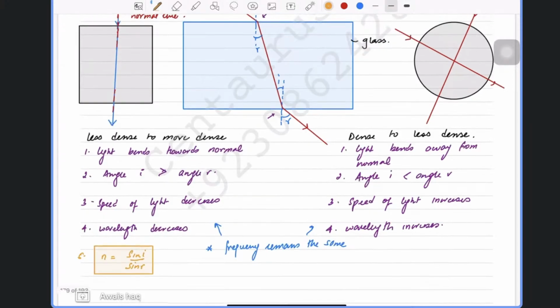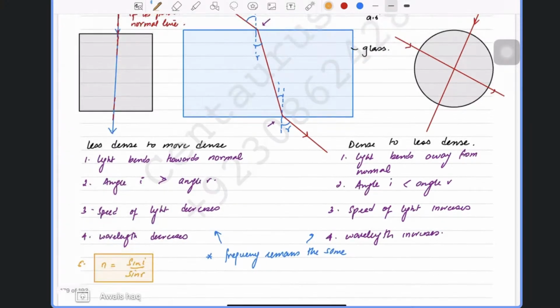And if you notice, everything that happens in less dense to more dense is opposite in more dense to less dense, which means that when you're using Snell's law, you have to use sine i over sine r equals 1 upon n. And why are we taking the reciprocal? Because whatever happens here is exact opposite. That is the reason we are also taking reciprocal there. Is it clear, everyone?